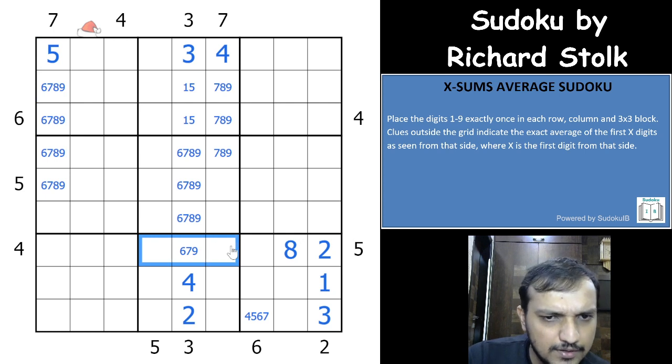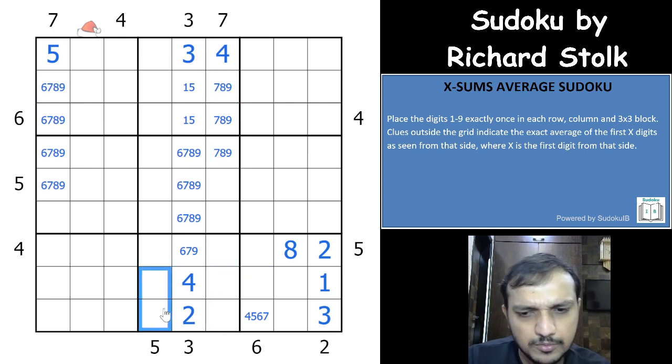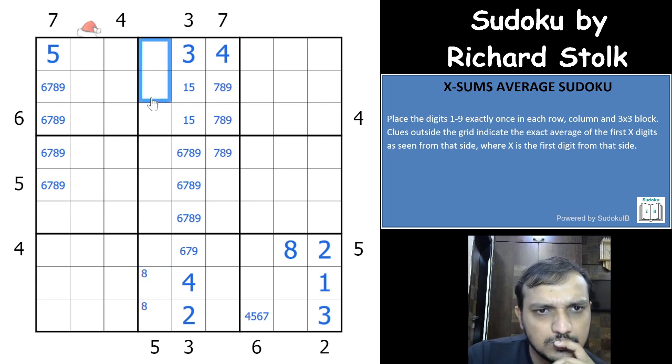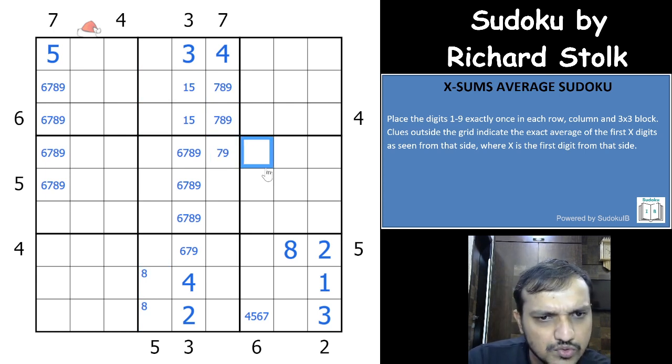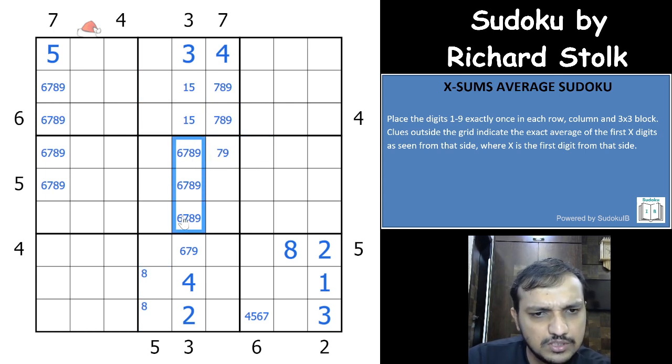8 cannot be here. 7, 8, 9 triplet you have. 8 cannot be here. 8 would have to be in one of these two cells. So 8 is ruled out here. 8 would have to be in some one of these two cells. So 8 is ruled out here. 8 is in one of these 3 cells, right?